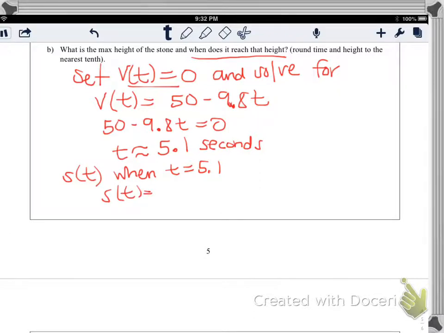So s of t, which equals, what was our position function? 10 plus 50t minus 4.9t squared. Okay, and so the answer is, I want you to tell me what the answer is. So how many meters, how high is that stone?